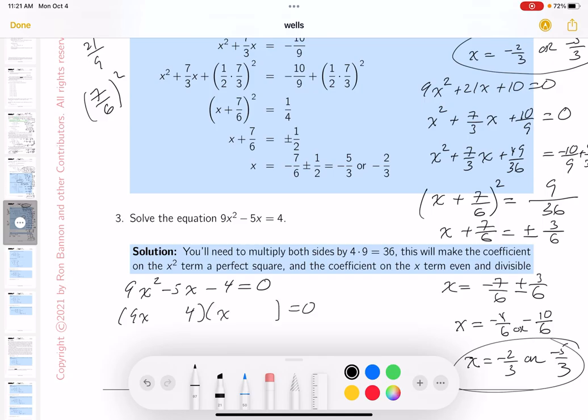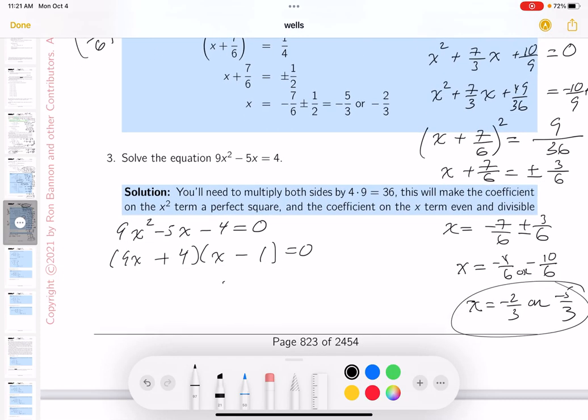I'm going to try 4 and 1. Take a look here. I'm going to try this. And does that work? Let's see, 9x squared. That worked beautifully. Minus 9x plus 4 is minus 5x. So what's the answer over here? X is 1. And the other one is going to be x is equal to minus 4 ninths. I find that so much easier, by the way.